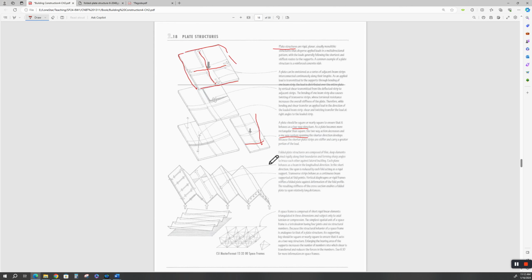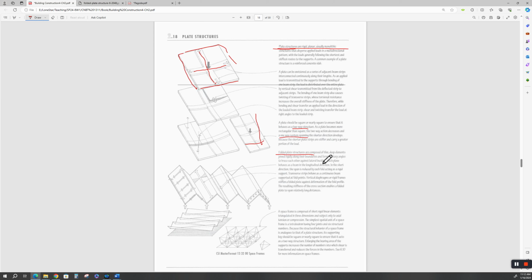Again, this is basically just for you to come up with a set of vocabulary words. Folded plate structures.